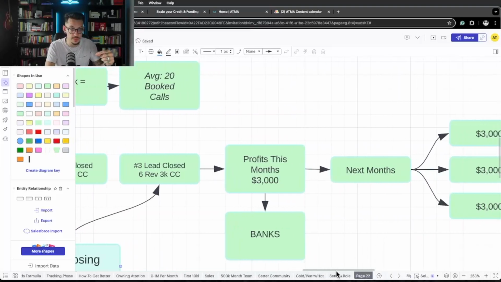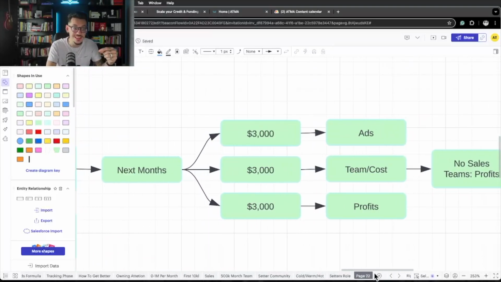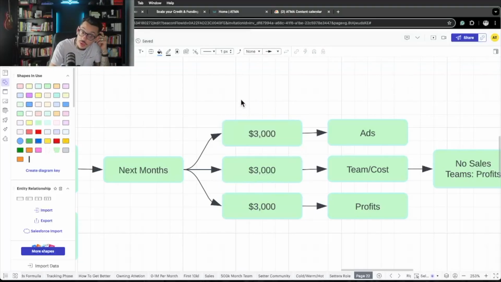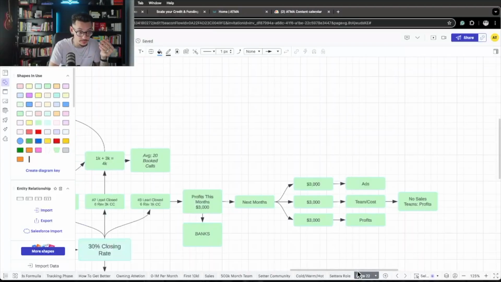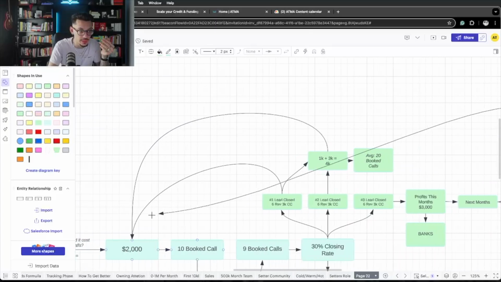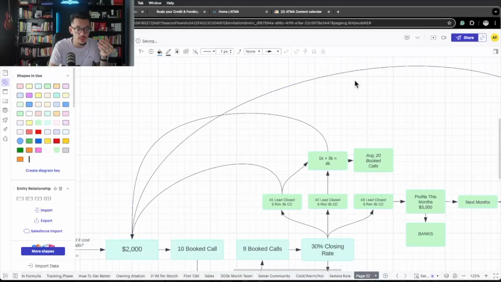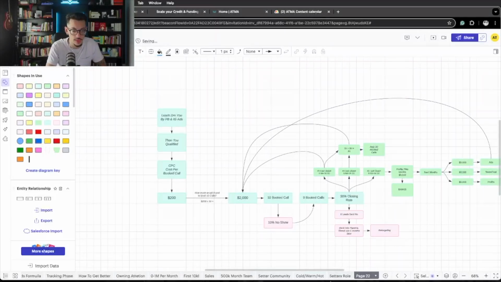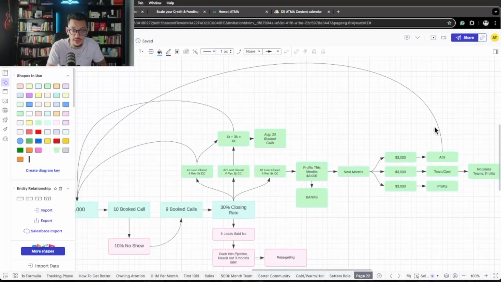Which goes into next month, right? Now, next month, you have a total of $9,000 coming in. Now, what do you do with this $9,000? So, like I said, one of those always goes back into the marketing, right? Always goes back to the marketing, because you do not want to be the one paying for your marketing, right? So one of those $3,000 goes back into marketing.